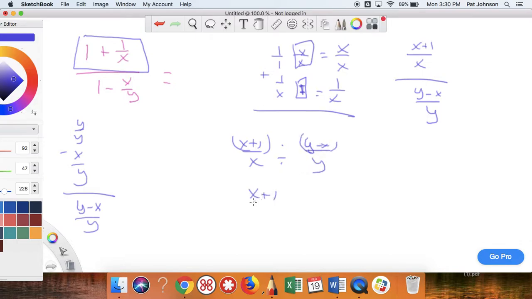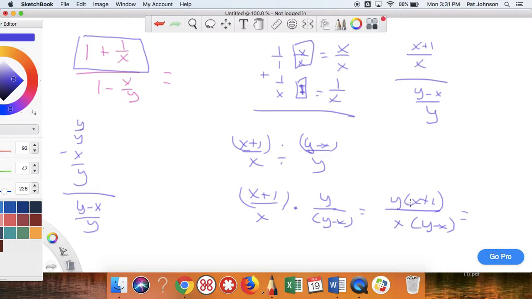I'm going to keep, change, flip. Nothing crosses out, so I just simply multiply, and they went ahead and distributed. I would have taken this times this over this times this. Or you could distribute it out like they did in the book. I will take either one.